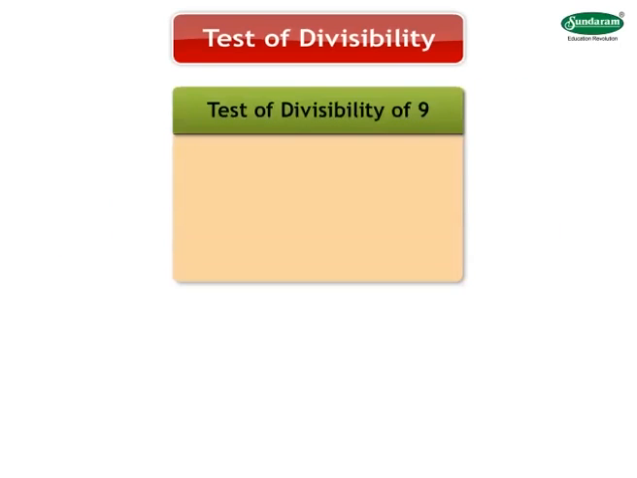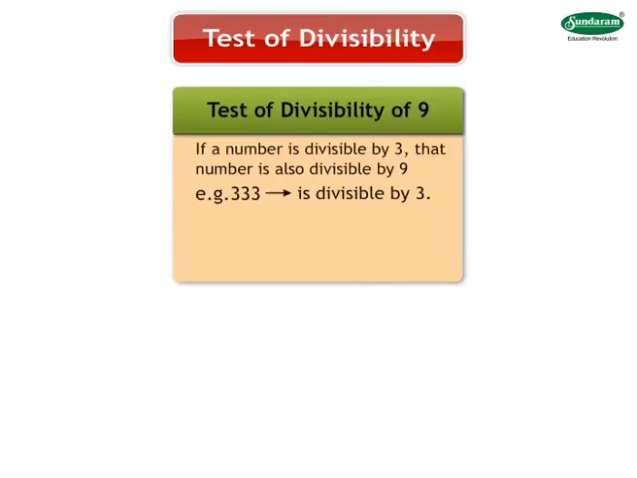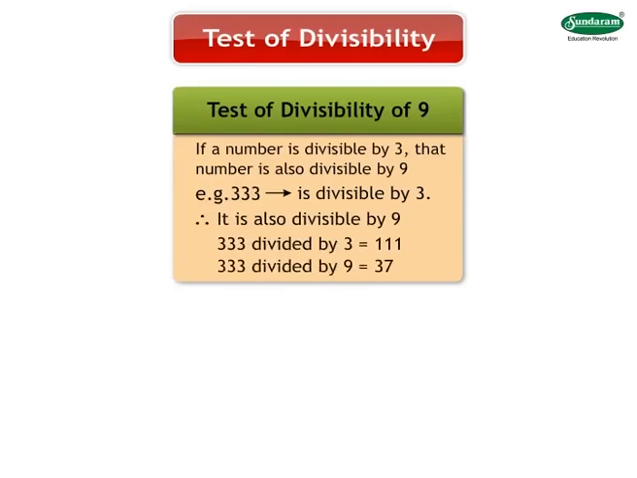Test of divisibility of 9. If a number is divisible by 3, that number is also divisible by 9. Example: 333 is divisible by 3. Therefore, it is also divisible by 9. 333 divided by 3 is equal to 111. 333 divided by 9 is equal to 37.